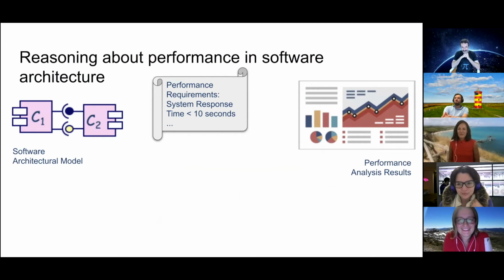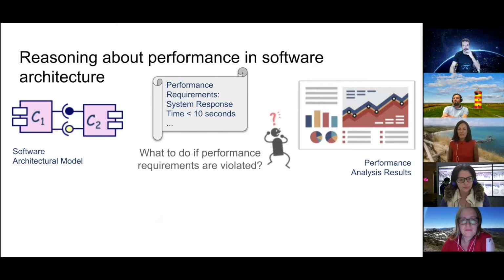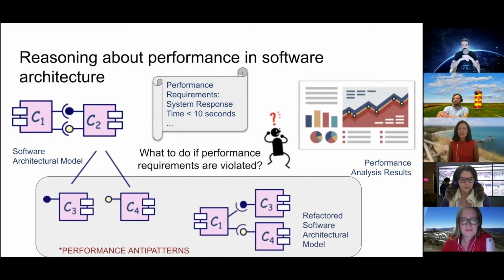So with this paper, we are reasoning about the performance of software architecture. So the idea is that you have a software architectural model, a set of performance requirements, and then a set of performance analysis results. What you may discover is that the performance analysis results are not fulfilling the performance requirements. Like, for example, the system response time is larger than 10 seconds. And then the key question is what to do.